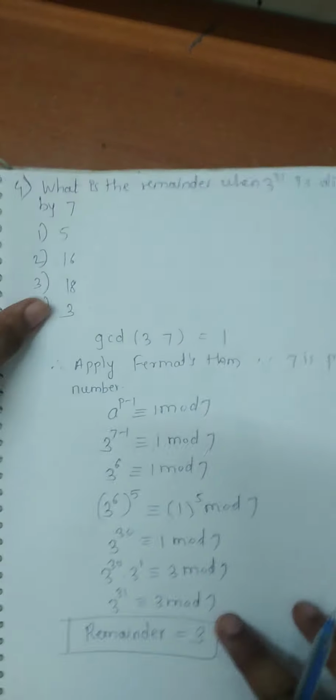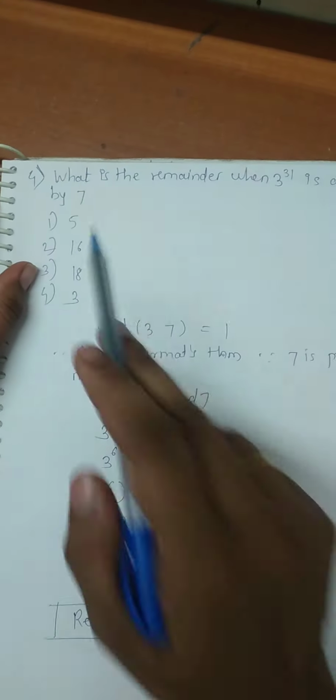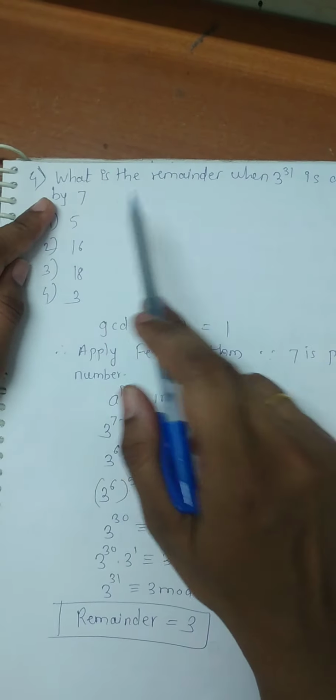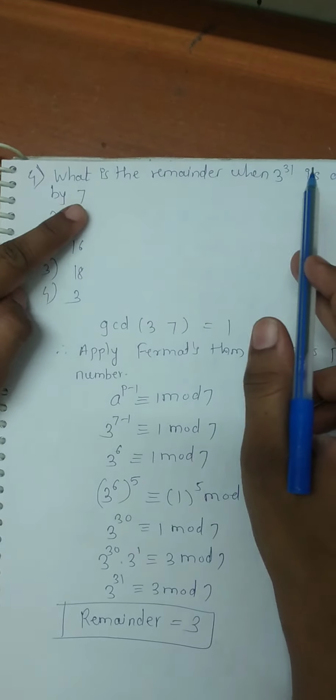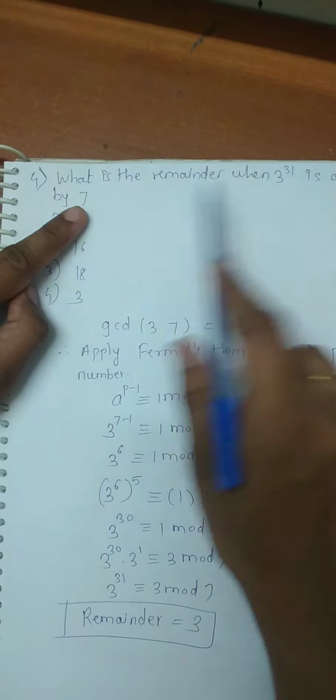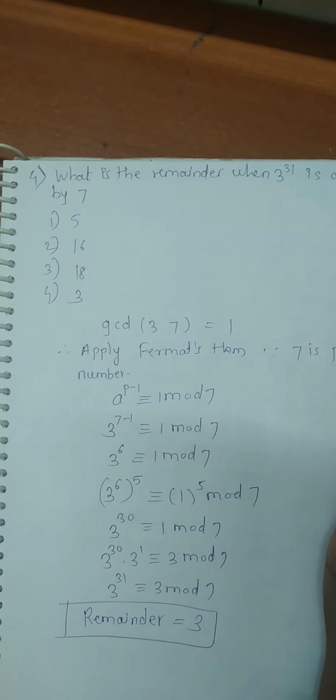Next MCQ number 4. What is the remainder when 3 to the power 31 is divided by 7? Very simple. Here they have given 7. 7 is a prime number. And here is 3. So GCD of 7 and 3 is 1. So we can apply Fermat's theorem.